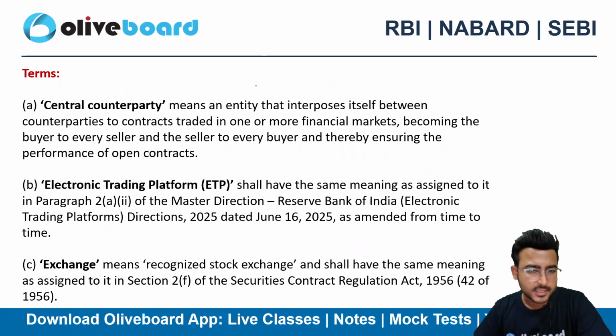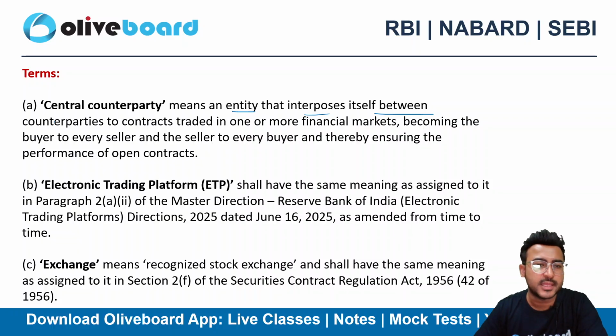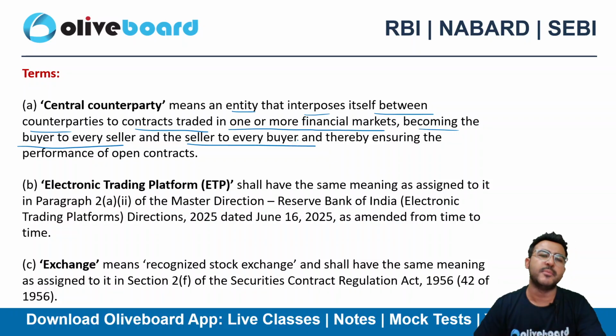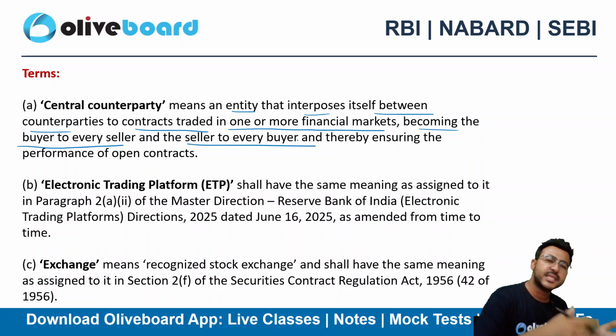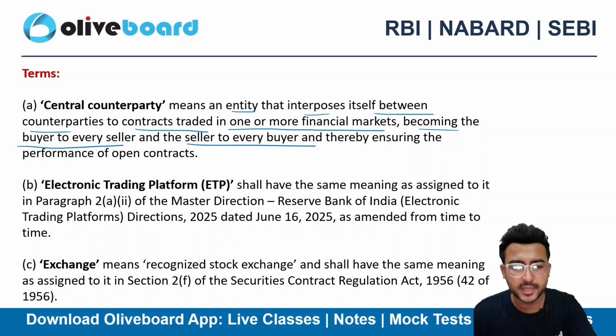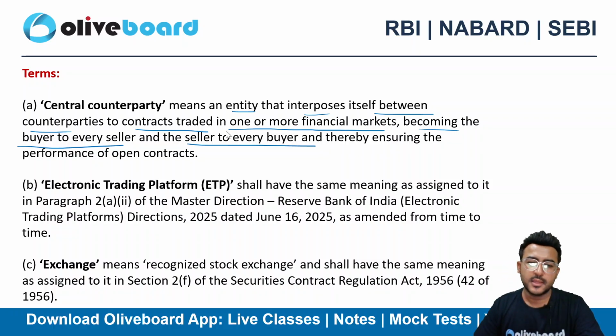So they have given us the terms of central counterparty. Central counterparty means nothing but an entity that imposes itself between the counterparties to contract traded in one or more financial market, becoming the buyer to every seller and seller to every buyer. Basically ये exchange की तरह काम करने आ गए central counterparty. So ऐसे केस में ये particular direction नहीं अप्लाई करता है.